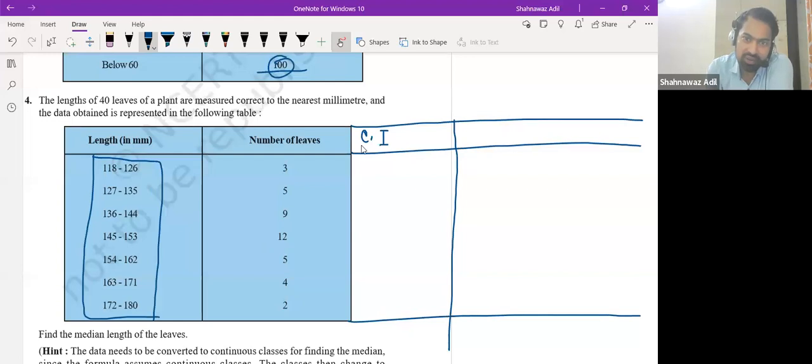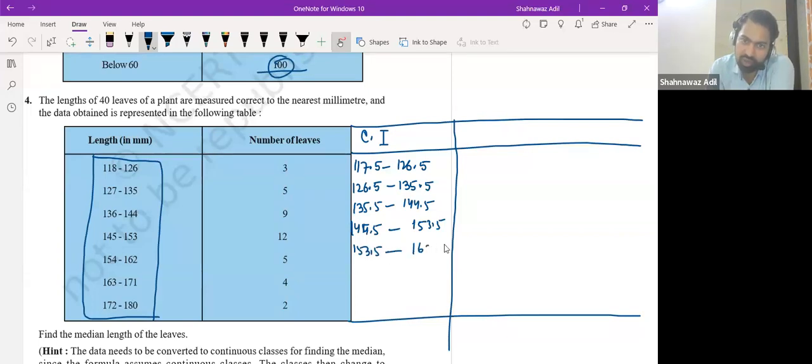Okay, so we have to subtract 0.5 from here. So this would be 117.5 and this is 126.5. And then similarly, this is 126.5 and this is 135.5. Then 135.5 and 144.5, 144.5 and 153.5, 153.5 and 162.5, 162.5 and 171.5, 171.5 and then 180.5.